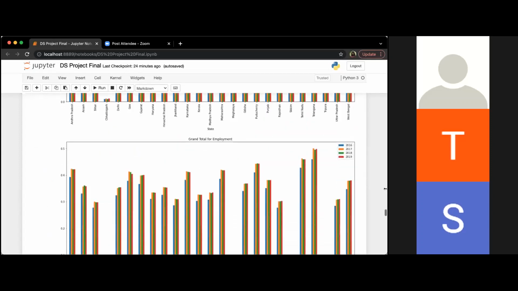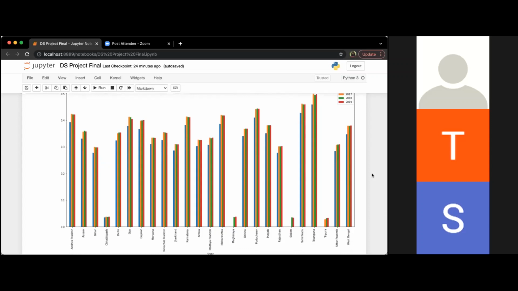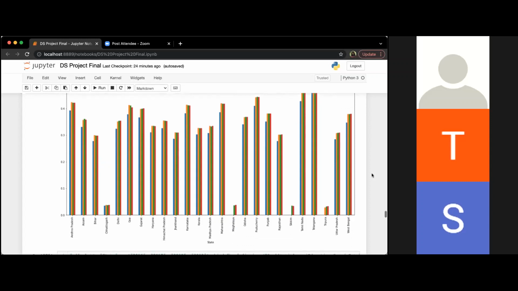Next, for employment as well, you can see we've plotted it for all 4 years for all the following states, and you can see that Telangana has one of the highest numbers for employment, and Meghalaya and Tripura are at the bottom.